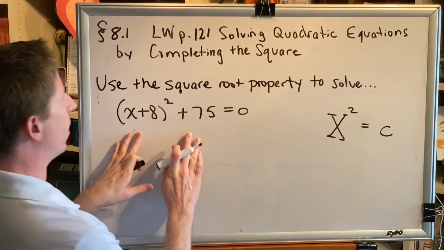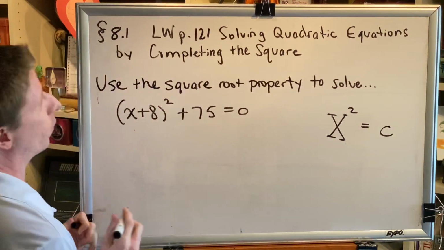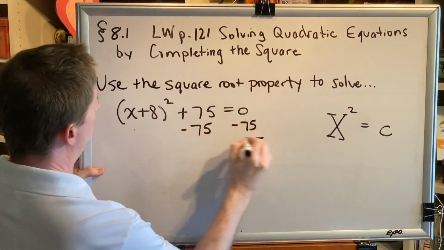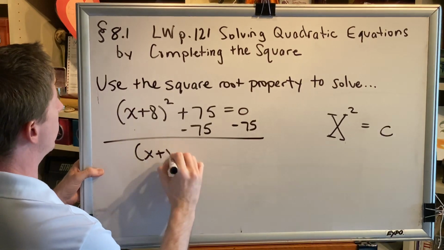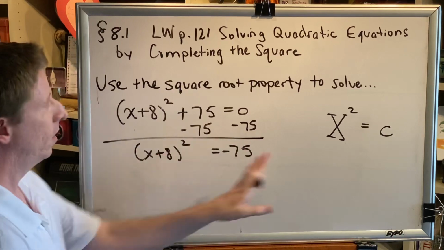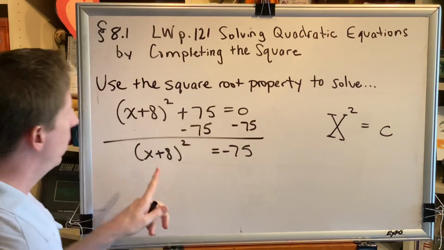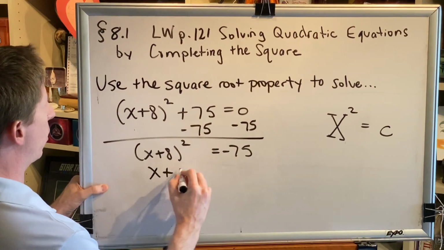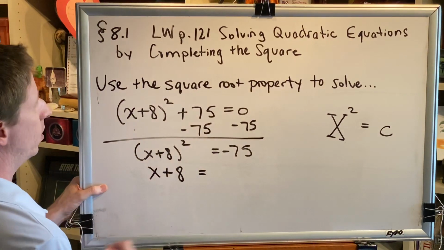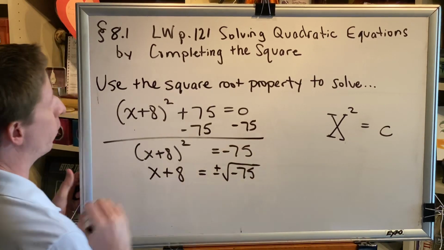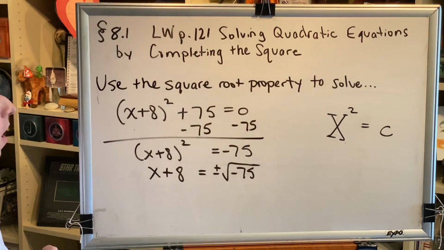So we have to take this and make it look like this as the first step. Subtract 75 on both sides. Then we have x plus 8 in parentheses squared equals negative 75. Now it's in the correct format. Now apply the square root property. Drop the square and any parentheses. So x plus 8 equals, and on the other side put plus or minus square root. So we have plus or minus square root of negative 75.